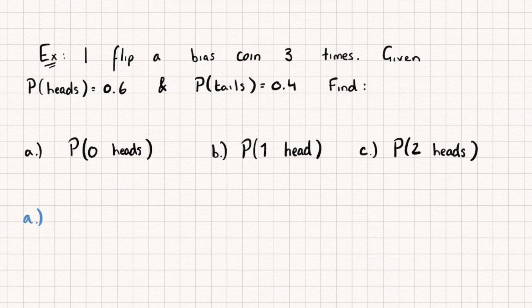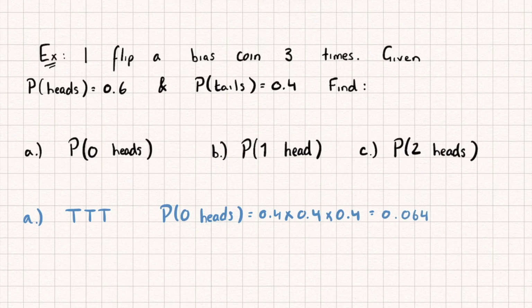So let's start off with A, which is the probability we get 0 heads. Well, that's pretty straightforward, because to get 0 heads when we flip a coin 3 times, the only way that's going to happen is if I flip it and get tails all 3 trials, or all 3 times. And so we could say the probability of getting 0 heads is going to be equal to the probability of getting tails multiplied by, again, the probability of getting tails multiplied again by the probability of getting tails. So it's basically just doing 0.4 cubed, and then that gives us 0.064 as our probability.